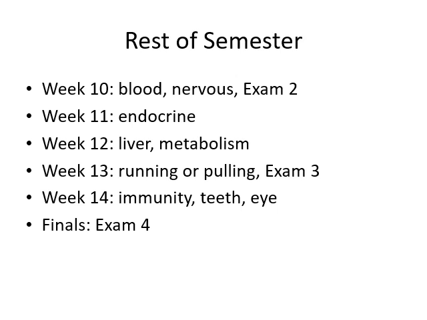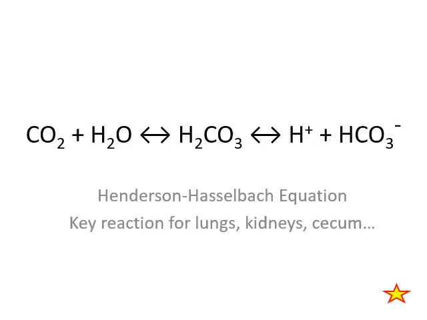So this week we're going to try to finish up the blood, how the kidney and the lungs manage pH, and then move on to the nervous system, and then we'll break that up with exam 2 on Friday. Rest of the semester, endocrine and liver and metabolism, running and pulling, work in the body. How does all the things we've talked about come together? Exam 3, last week of classes, immunity, teeth, and the eyes is what we're scheduled to do, more or less. And then we have exam 4 during finals week.